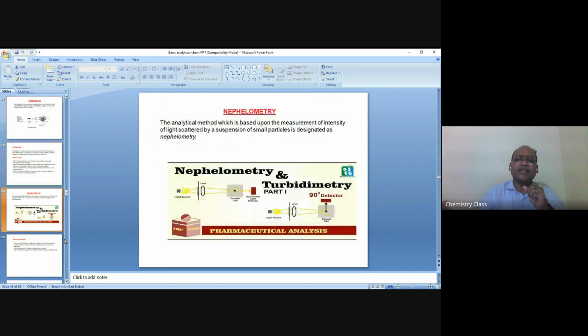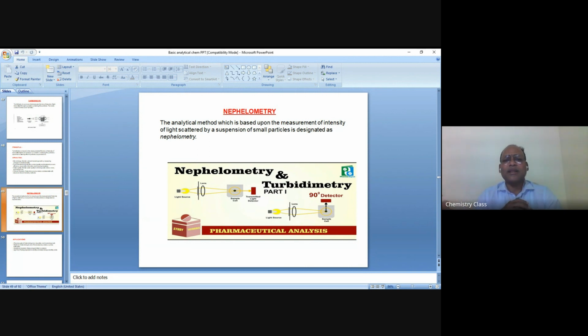Okay, next slide. Nephelometry and turbidimetry are somewhat equal in sense, with no difference at all. But technically, there is a difference between nephelometry and turbidimetry. Turbidimetry we have already discussed: the incident light is blocked by the sample. But nephelometry is a type of turbidimetry.